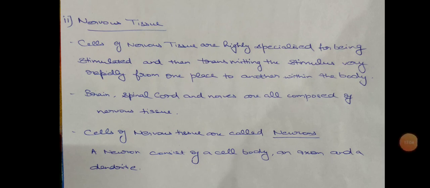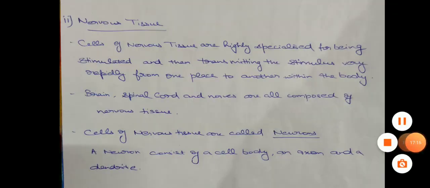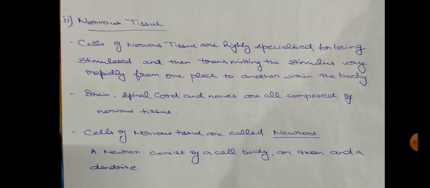So after discussing the epithelial tissue, let's move on to the next kind of tissue that is present in animals, that is the nervous tissue. Okay, students? The cells of nervous tissue are highly specialized for being stimulated and then transmitting the stimulus very rapidly from one place to another within the body. Okay, they are said to be highly specialized because the stimulus needs to be transferred very quickly.